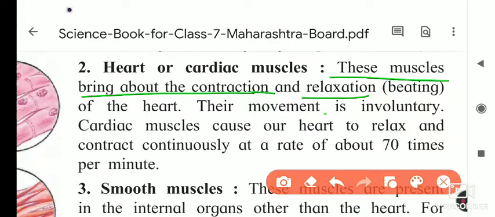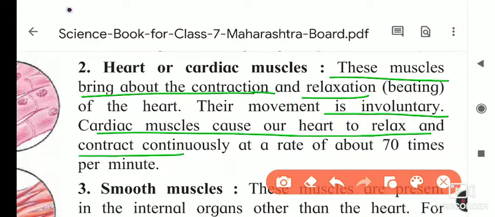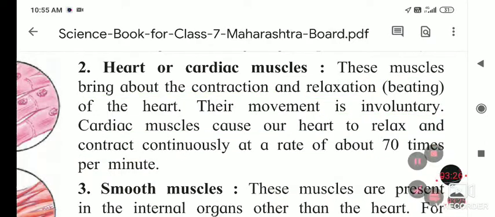The movement is involuntary. Is there control on our heart? No. So these are involuntary muscles. Cardiac muscles cause our heart to relax and contract continuously. Cardiac muscles are present in our heart. So cardiac surgery and all you can hear. They contract and relax continuously. And what is its rate? In 1 minute it beats 70 times, it contracts and relaxes. So that is about the heart or the cardiac muscles.